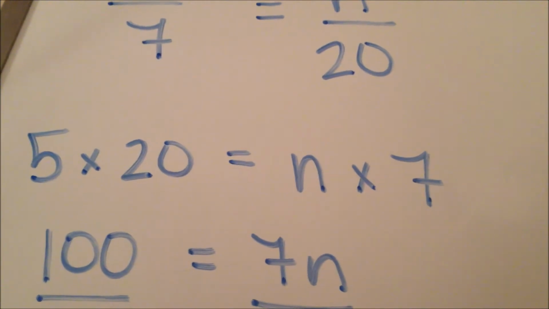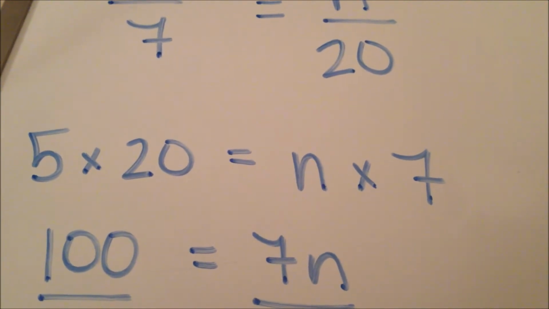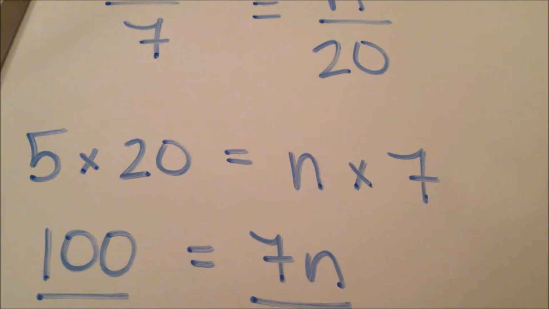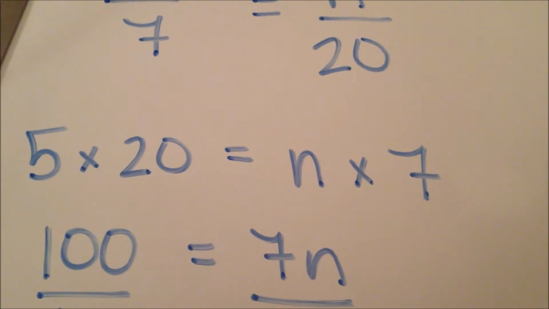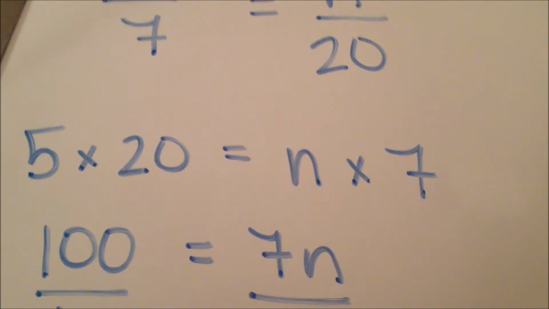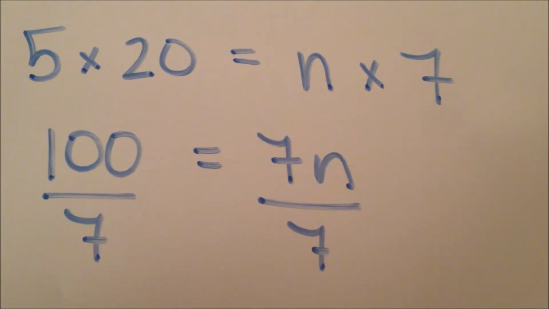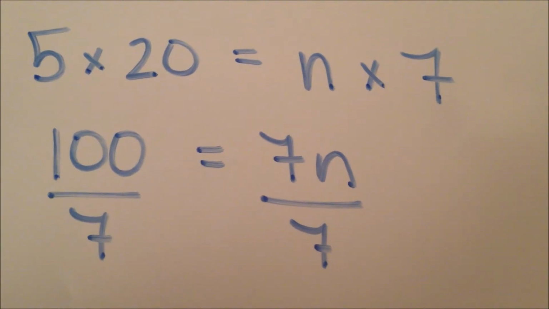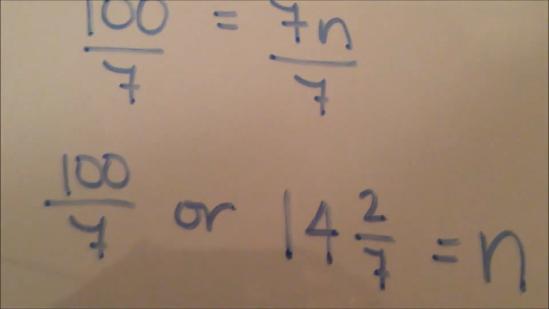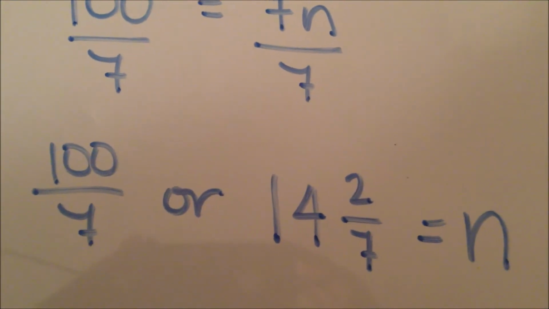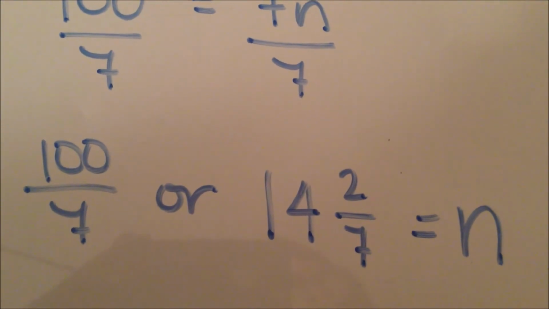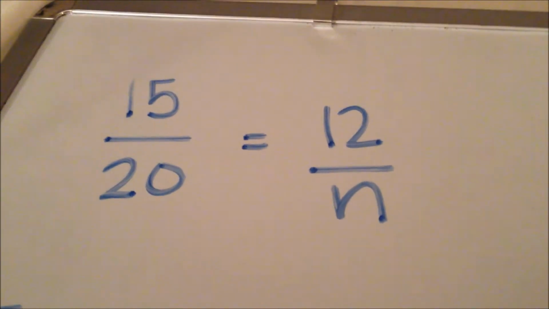We still want to get n by itself, so we have to get rid of what's attached to it. That would be 7. The 7 and n are connected through multiplication, so we're going to divide by 7. Whatever you do to the right, you have to do to the left. So our final answer is 100/7, or you can write it as 14 2/7 when you convert it to a mixed number.